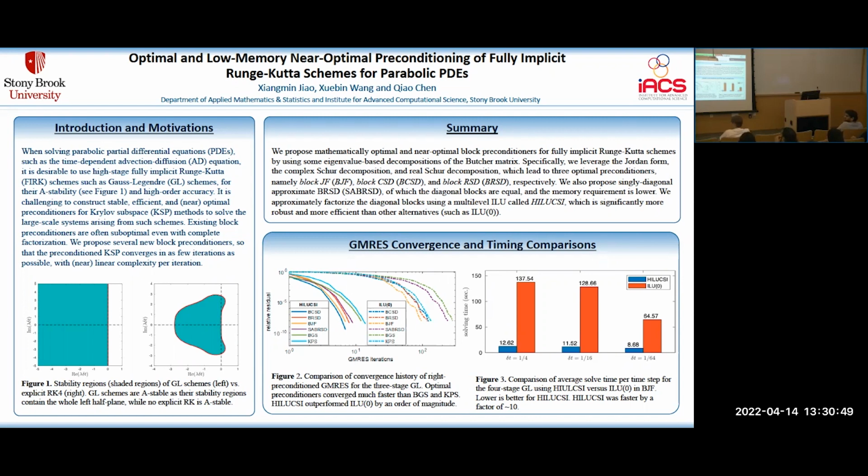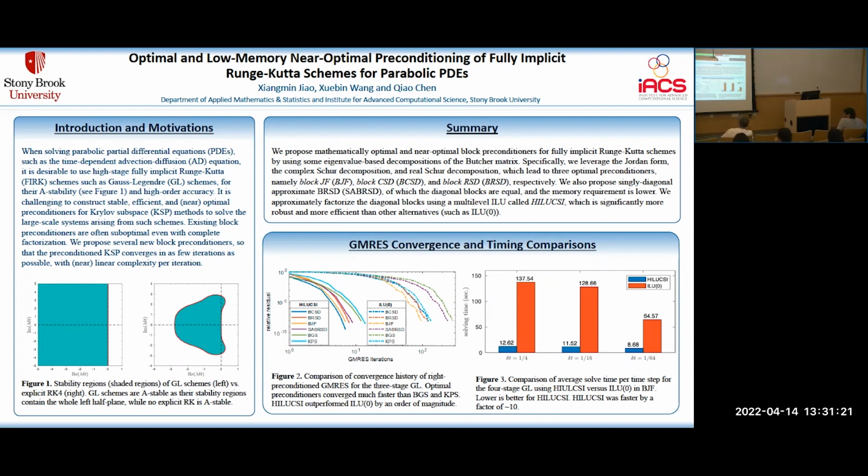You use the word optimal there, so in what sense are these preconditioners optimal? We call it optimal because in the linear case, what we do is the incomplete multi-level factorization for the diagonal blocks. If we do the complete factorization for the diagonal blocks, it can converge in only one step. So that is why we call it optimal.